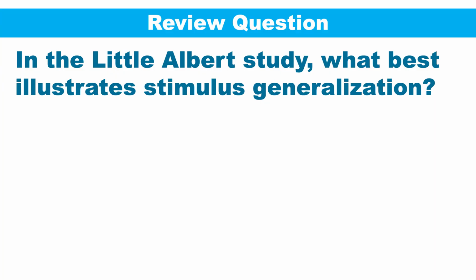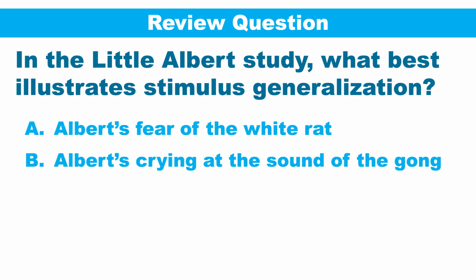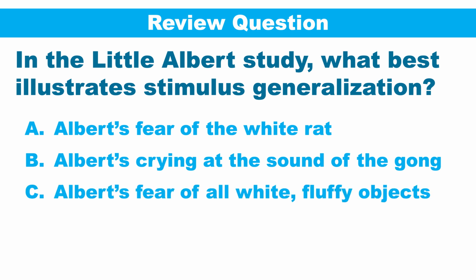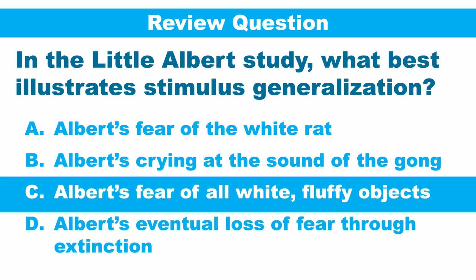Next up, in the Little Albert study, what best illustrates stimulus generalization? A, Albert's fear of the white rat; B, Albert's crying at the sound of the gong; C, Albert's fear of all white fluffy objects; or D, Albert's eventual loss of fear through extinction? The answer is, of course, C. Stimulus generalization occurs when a learned fear spreads to other stimuli.